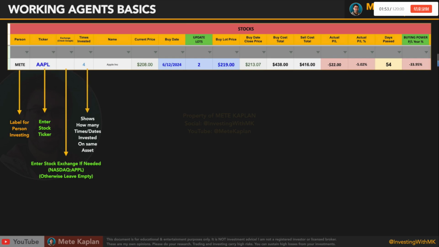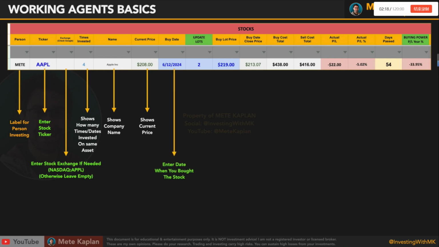Next is the times invested. This is very simple. This is basically the agent count here. You cannot see the rest at the moment, but I have invested in Apple 4 times before with 4 agents. So this number is set to 4 for now. Then the company and the current stock price. Both of them are auto-calculated. There's no need for you to touch them.